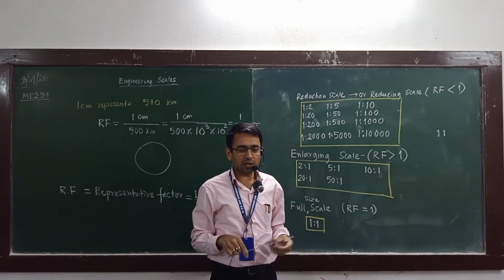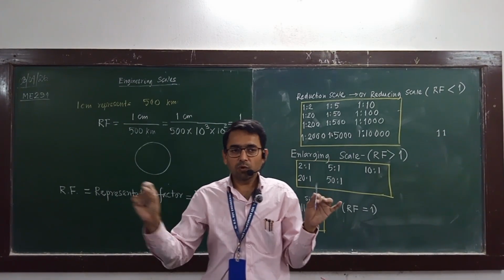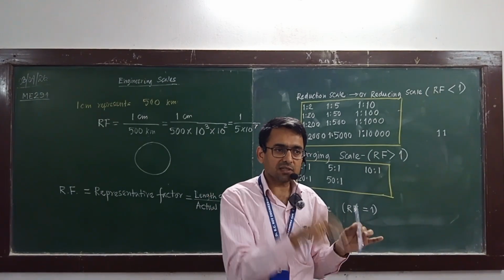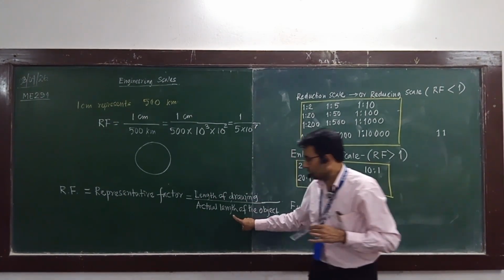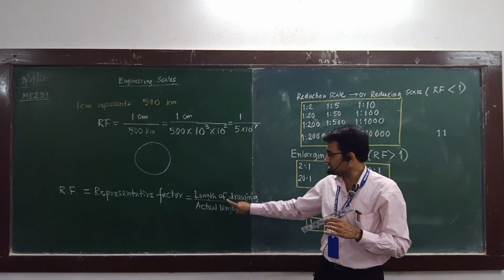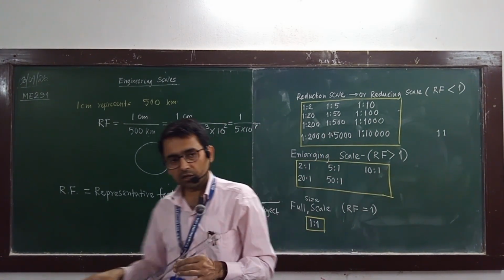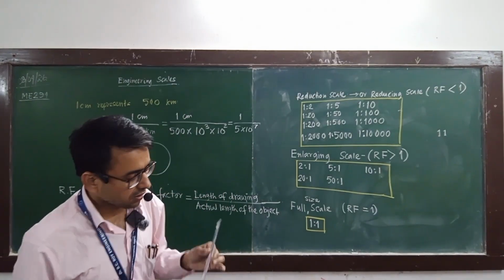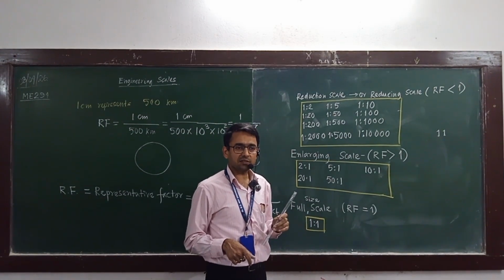Is it clear? Since it is 1:1, whatever is given to draw, I know that is the drawing size. I know immediately what I am drawing. But for a reducing scale or enlarging scale, that is not the case.